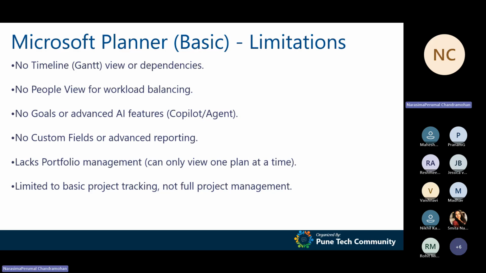The main limitation is that it is very basic. Suppose you have an advanced requirement, like what people generally see in Project. You can't have the timeline view or the dependencies like finish to finish, start to finish. There are four kinds of dependencies that we don't have in Planner basic. You also can't do workload balancing, and you don't have goals or advanced AI features, the Copilot feature. And mainly, in Planner basic, you can't create custom fields. That's the main drawback in the basic Planner.